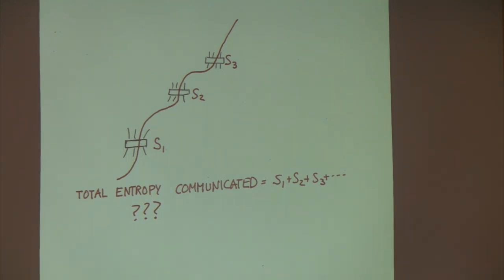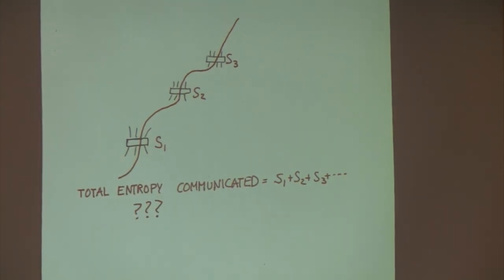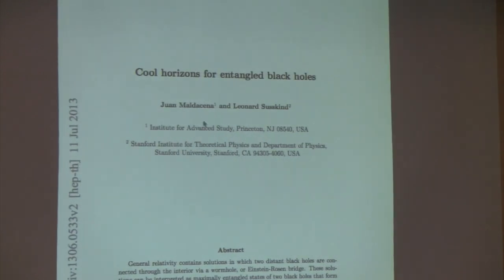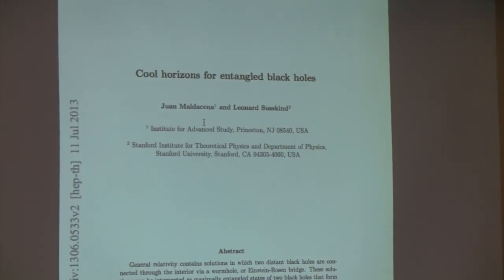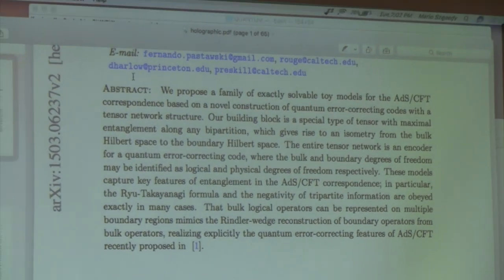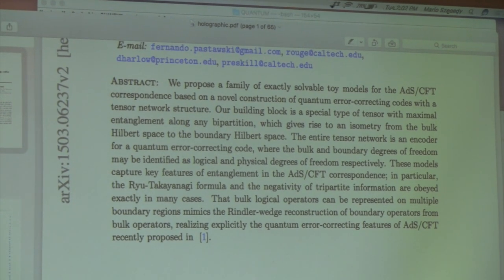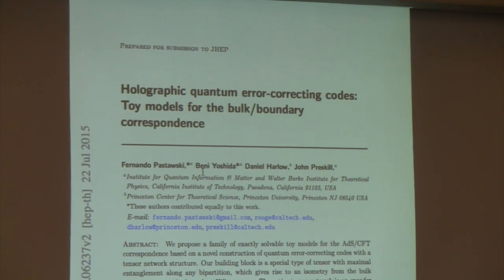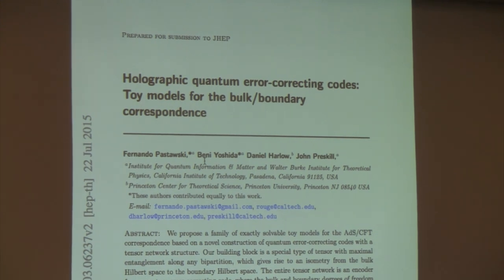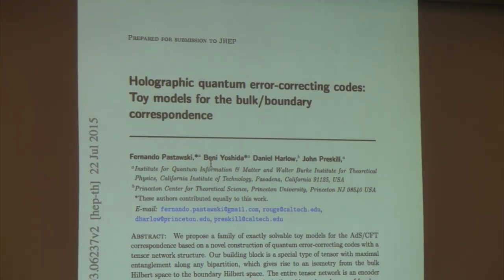Okay, so this was my last slide, and now I'm going to the second part of the talk, which is the construction of perfect tensors. By the way, all-time favorite paper. What is this? That's not what I meant. That's a great paper too, but that's not related. This one. This paper by Pastawski, Yoshida, Harlow, and Preskill introduces perfect tensors. So what are they?